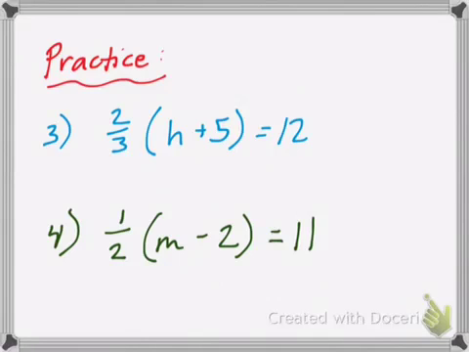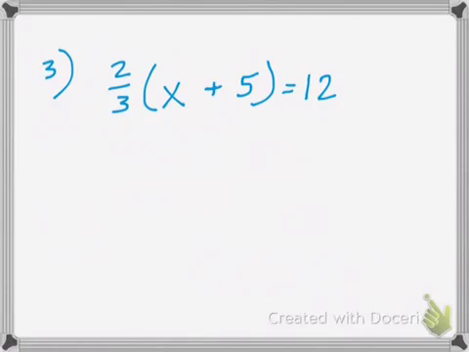So here are your last two practice problems, numbers 3 and 4. Again, you can do them on your own and then follow along with the video, or you can just continue with the video. So complete numbers 3 and 4. Alright, let's see how you did with number 3. 2/3 times the quantity of x plus 5 is equal to 12. Step 1, distribute if necessary. I know I have to distribute because I see parentheses.